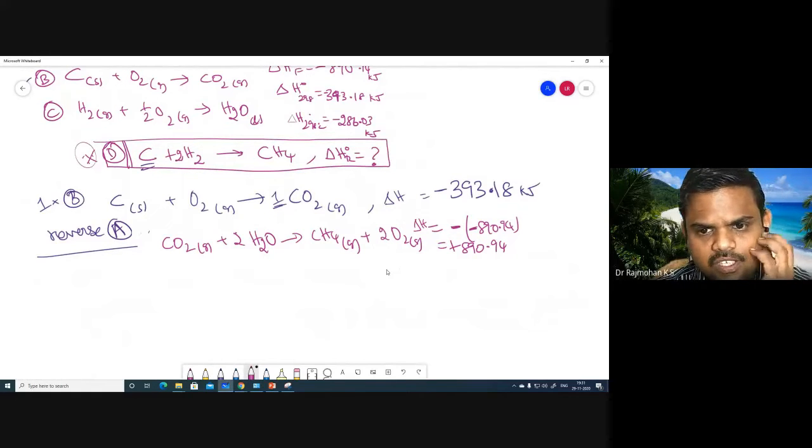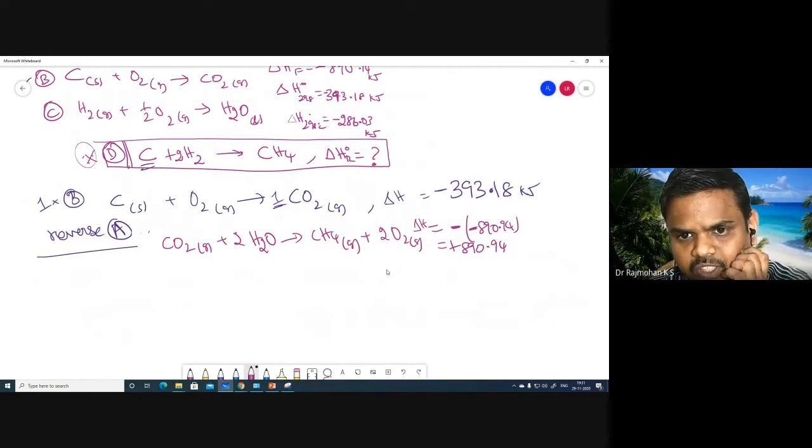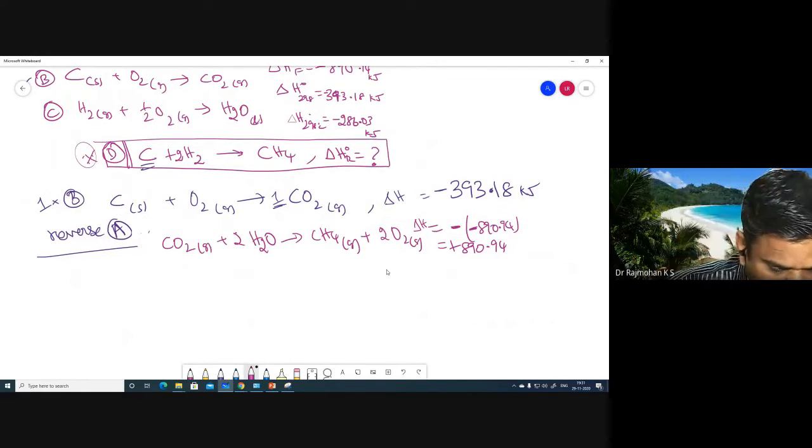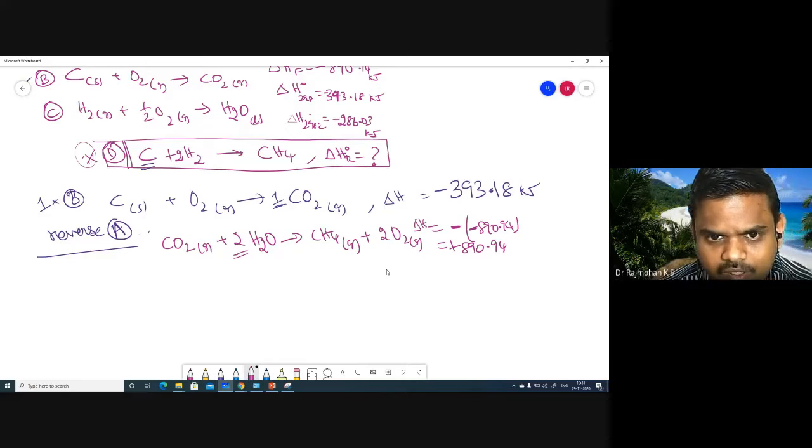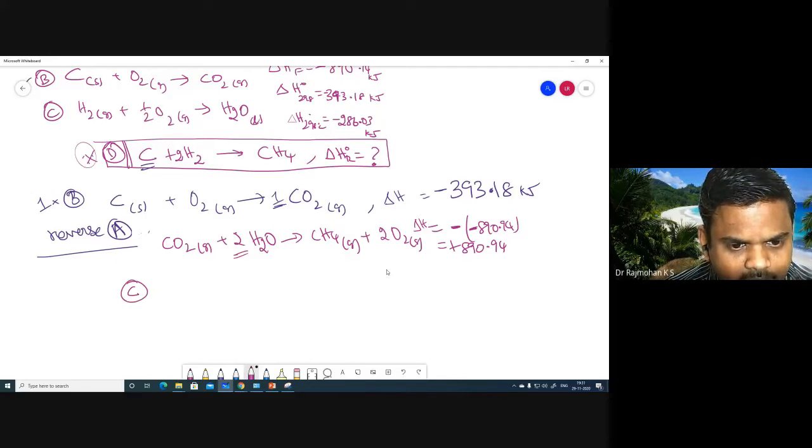Now the third reaction, what do we have to do with it? In the third reaction, H2O is on the left hand side, and in our final product water is not there, right? So we should have this water on the right hand side so that it will get cancelled, but there are two waters here. So we need two waters on the right hand side, so we will multiply this given reaction C by 2 and substitute directly.